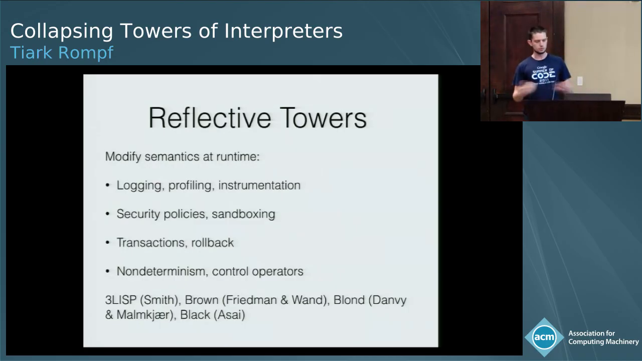And this was explored in the 80s and 90s, with seminal work by Brian Cantwell Smith, then Dan Friedman, Mitch Wand, and Olivier Danvy, Karoline Malmkjær, and more recently Kenichi Asai. So that's a whole series of languages that have been developed in this reflective setting. But none of them support compilation, except some recent work by Kenichi Asai on Black, where he has compiled lambdas, but they don't pick up the modified semantics of the language.